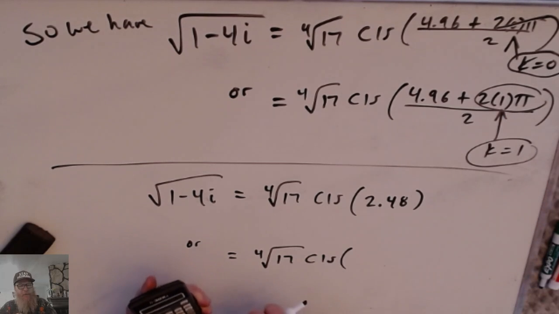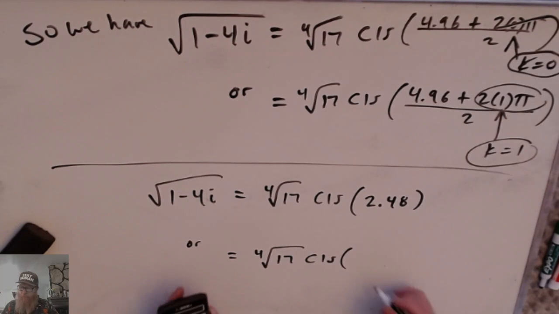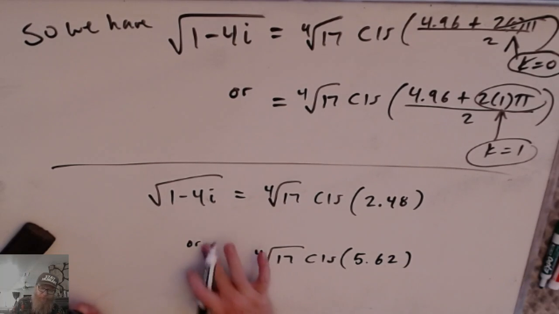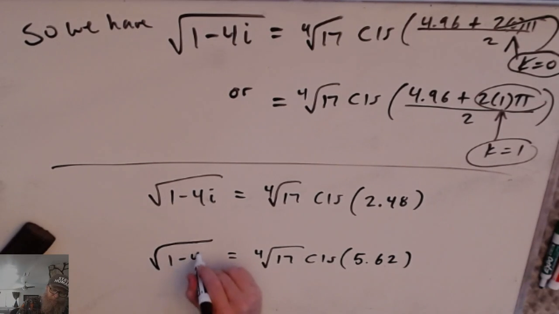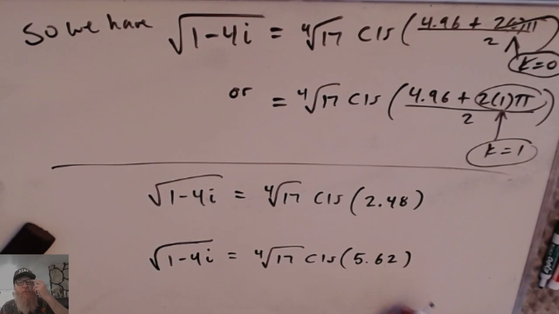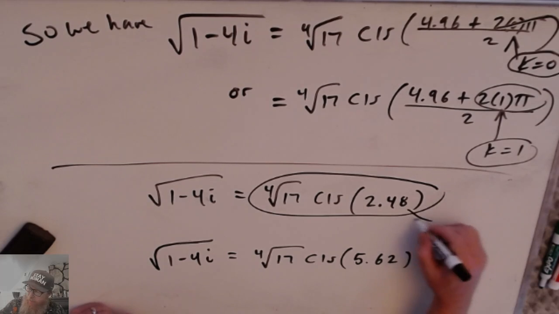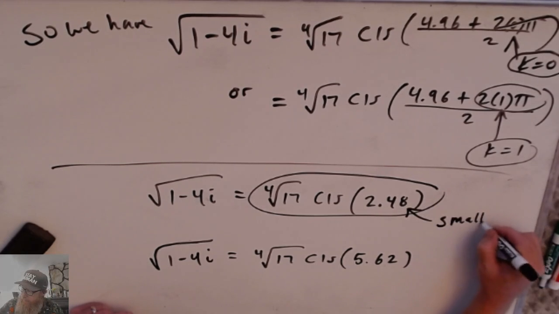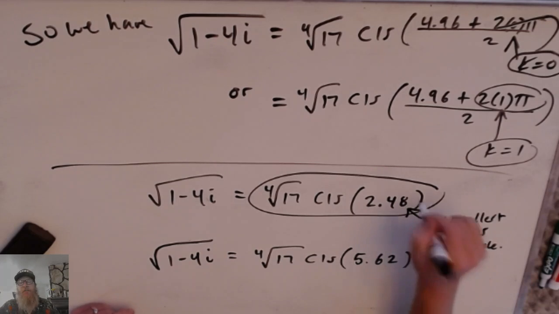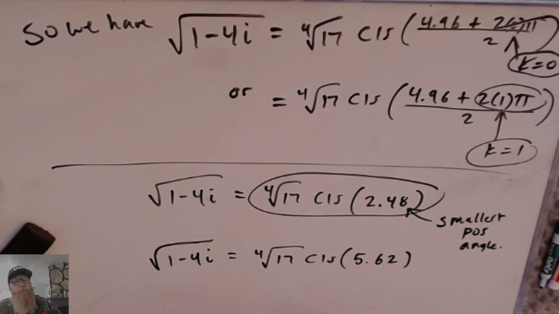And then divided by 2. 5.62. So there are two complex square roots, two square roots of the complex number. This one has the smallest positive angle. So this is the one I want in this particular problem.